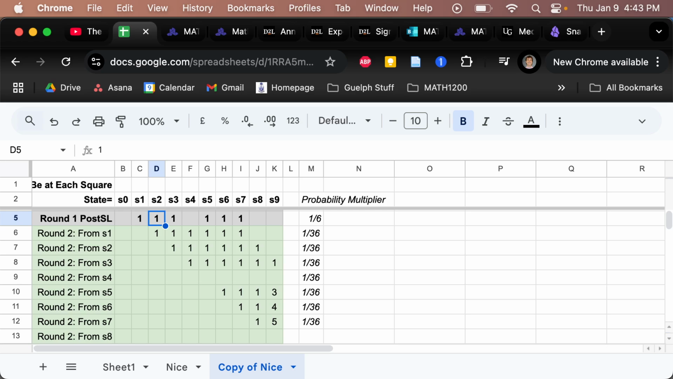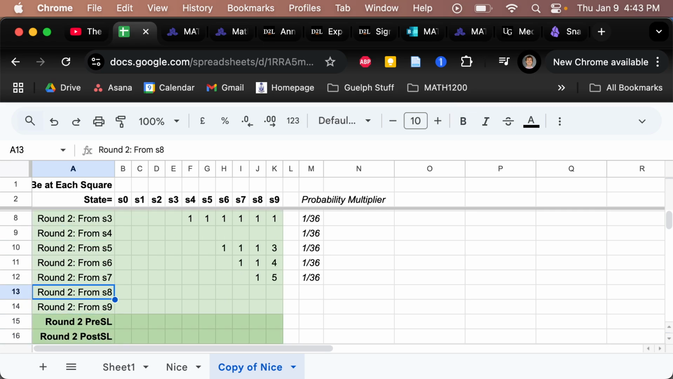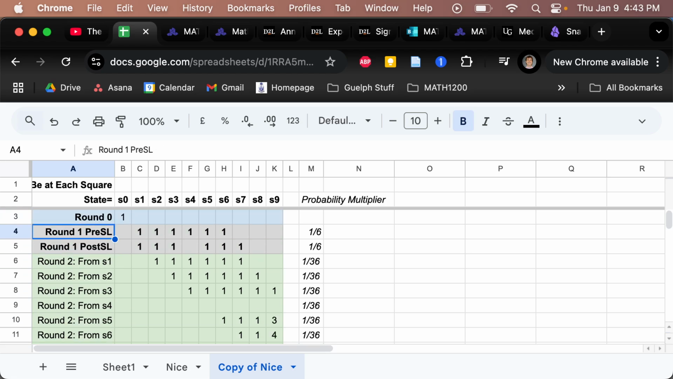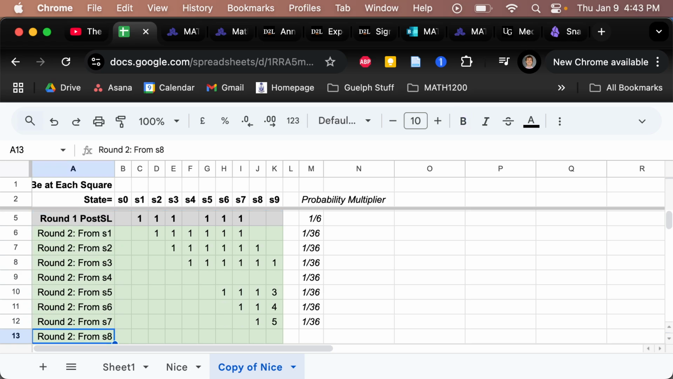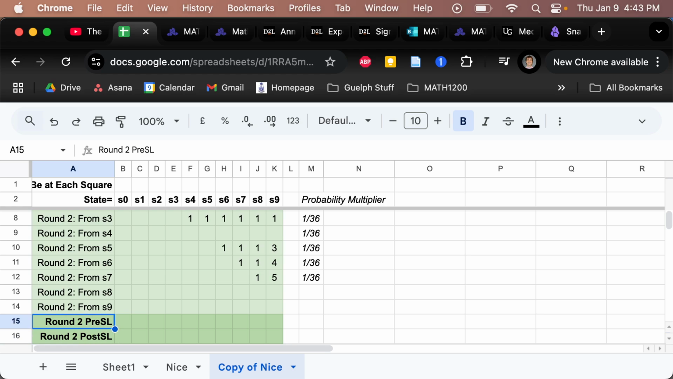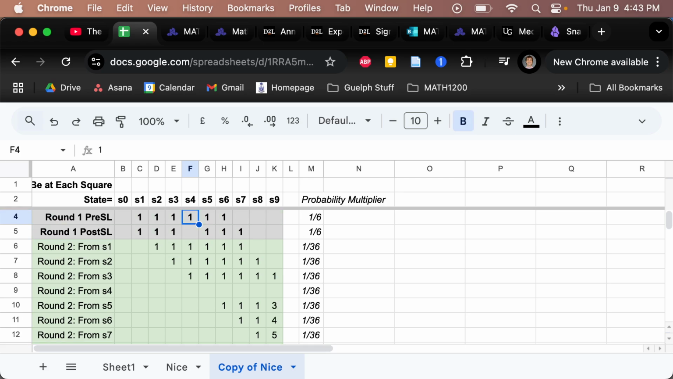Okay, so now the question is, what is the total probability after 2 rolls to be somewhere? So this is what I really want to do: I want to make the equivalent of these 2 lines. Round 2, where are you, before the snakes and ladders and after the snakes and ladders, and that's going to go here. And now I want to no longer care about which one you went through on round 1. To do this, you have to do a very simple operation to all these numbers up here. You have to add them together, right?